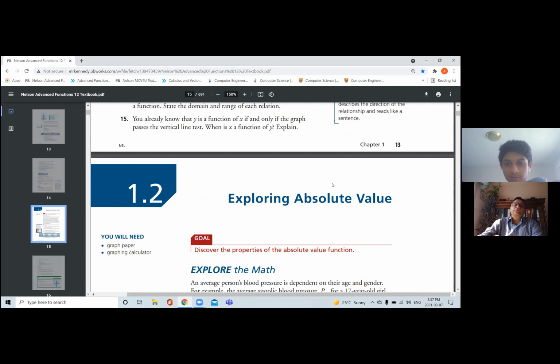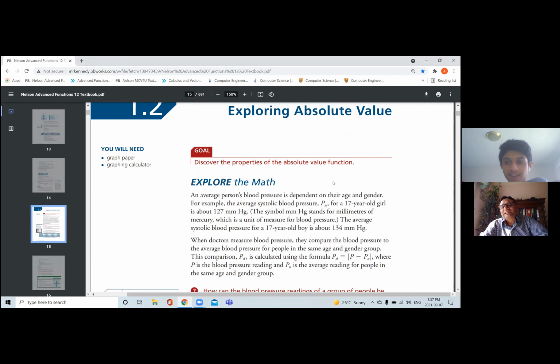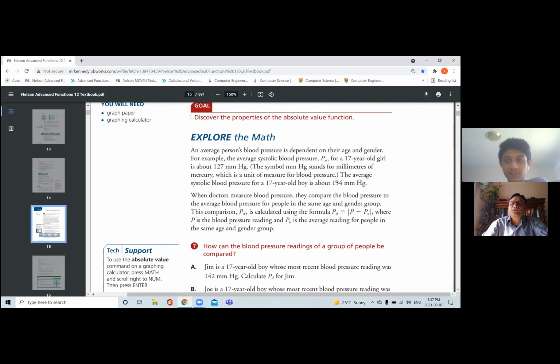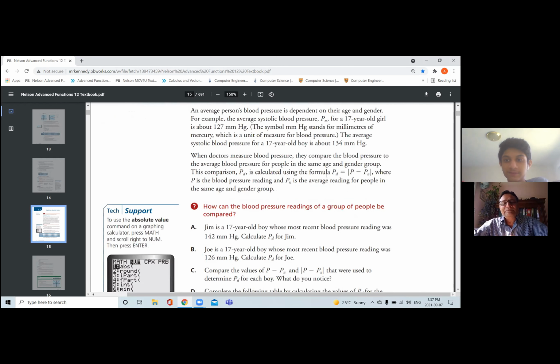Okay, absolute value function. Now, actually, let me tell you one thing. This absolute value function is a two-page chapter in your curriculum. But this is one of the most important and least understood topics. So that is why I think you have to really focus on this particular chapter. Absolute value means always positive, okay?